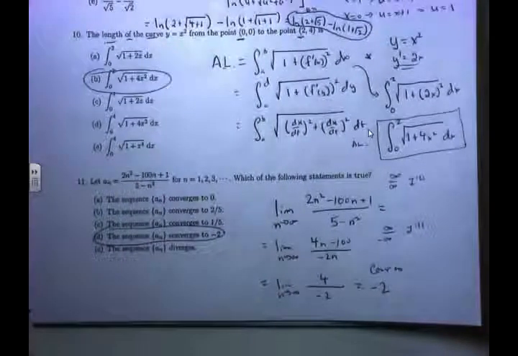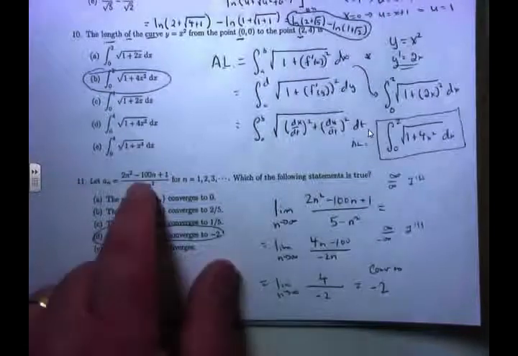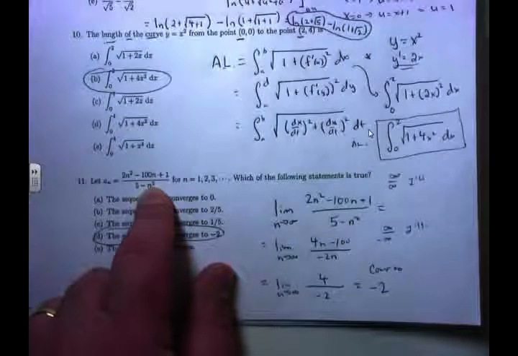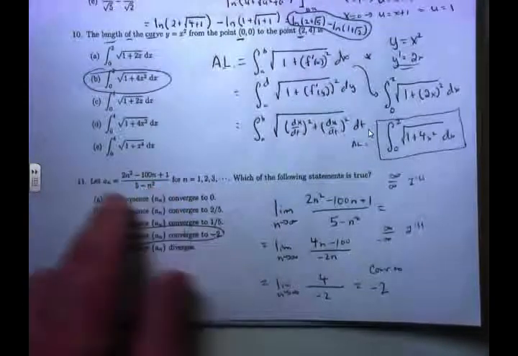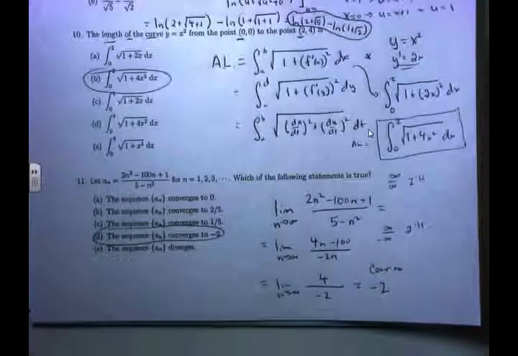Honestly, this is a 10-second question. I took 30 seconds to do it, but it's a 10-second question because, honestly, it's multiple choice. You didn't have to show your work. You'll notice that degree of the top and degree of the bottom are the same. So when you take the limit as n approaches infinity, it's always the ratio of leading coefficients. 2 divided by negative 1, or negative 2. So you could have looked at it and told what the answer is. And that's fine too. Does that make sense?